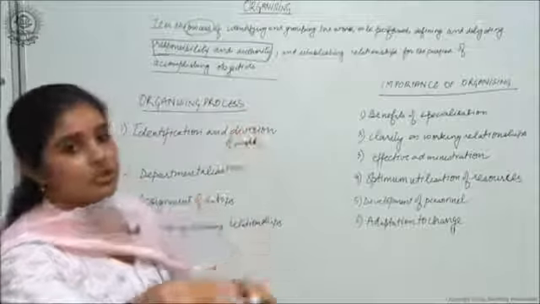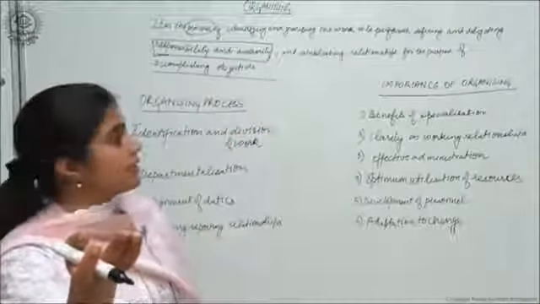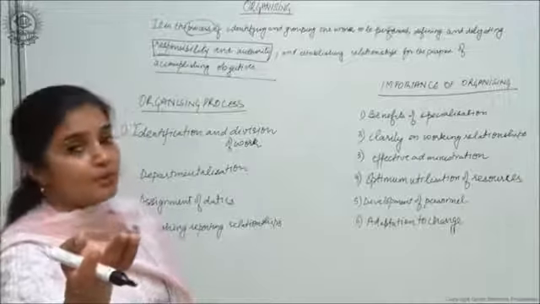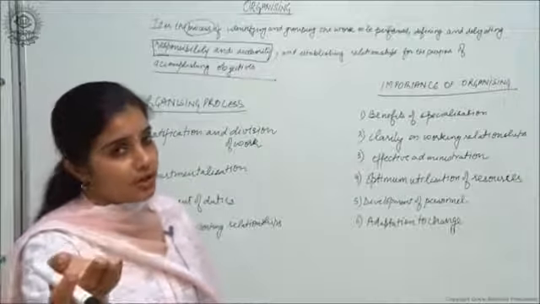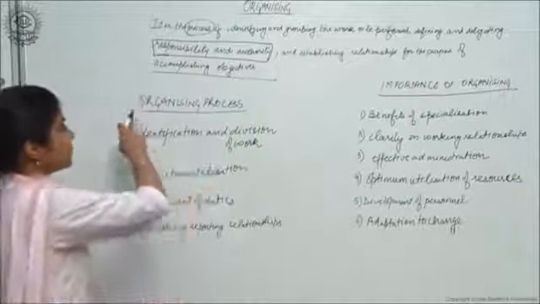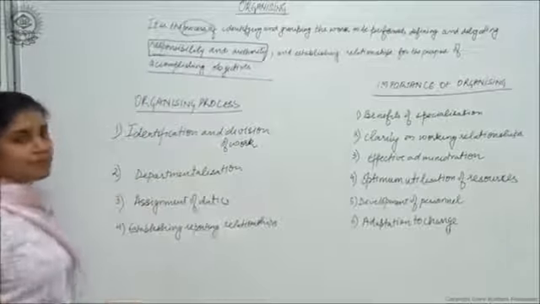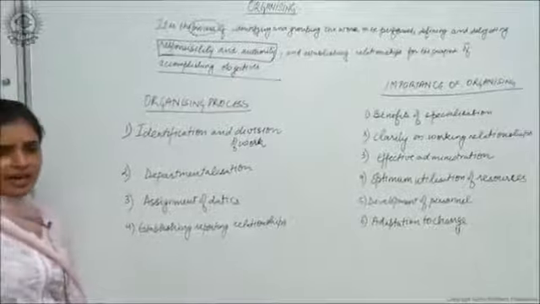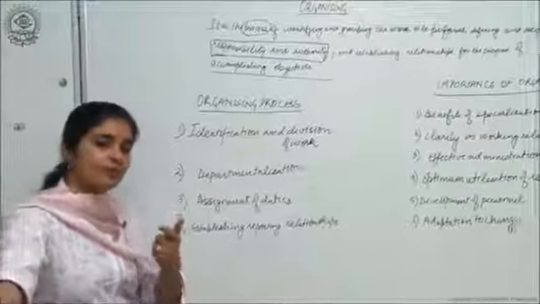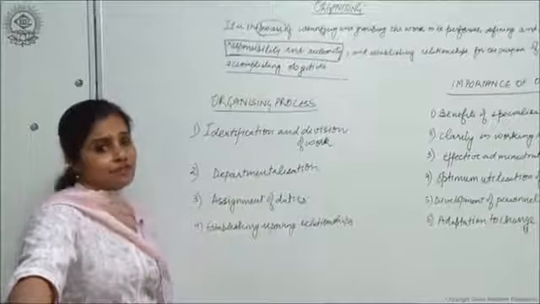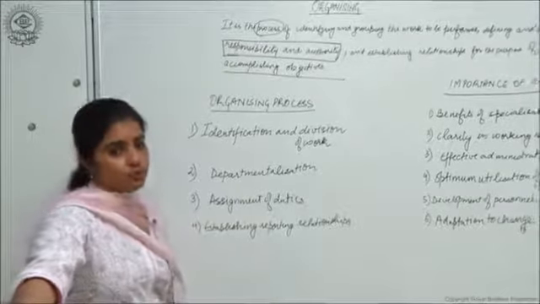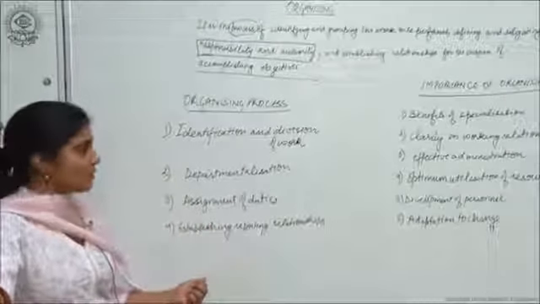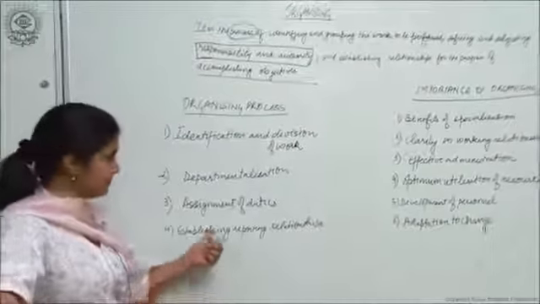And establishing relationships, that is authority responsibility relationships for the purpose of accomplishment of organizational objectives. Now coming to the organizing process. I said the minute the word process comes in, any kind of a definition, process includes a series of steps which are to be performed. There are 4 steps in the process of organizing.